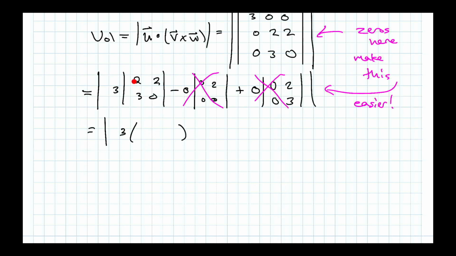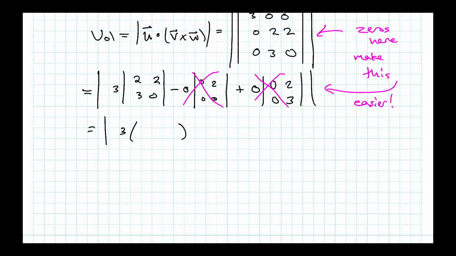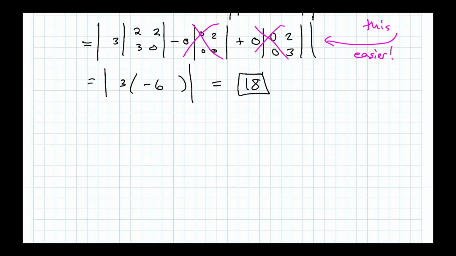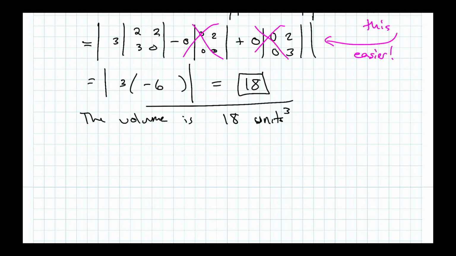And then here we got 2 times 0, 2 times 0 minus 6. So we're just going to get 18. So the volume of the parallelepiped is 18 cubic units. It's a volume, so we're measuring in cubic units. So the volume is 18, and you just write units cubed. Okay, so that's useful geometry calculations here.